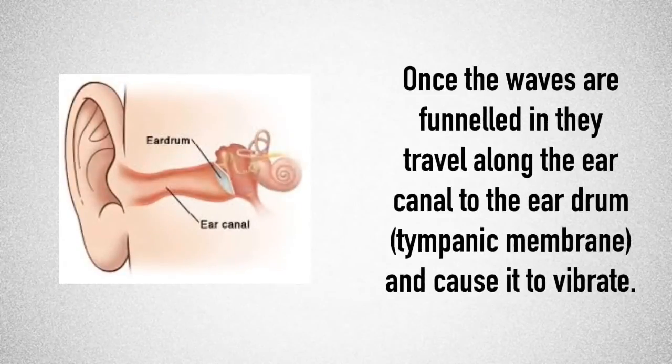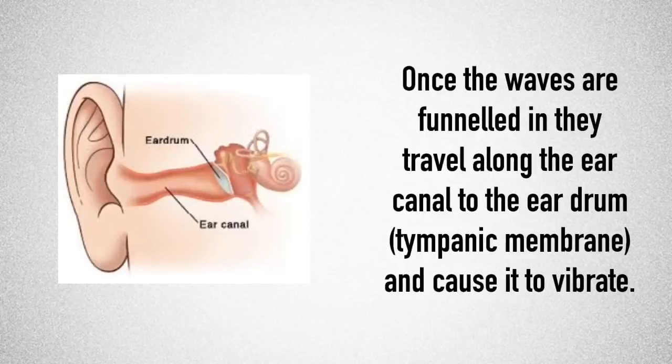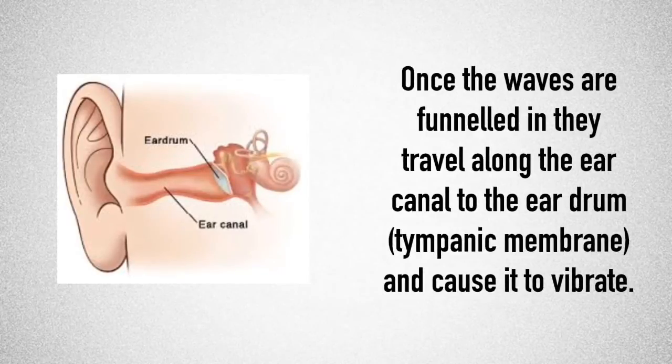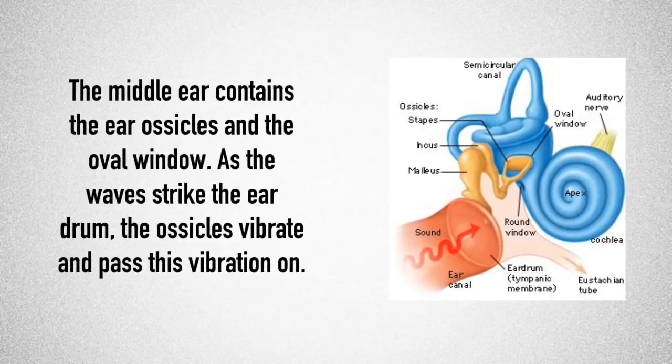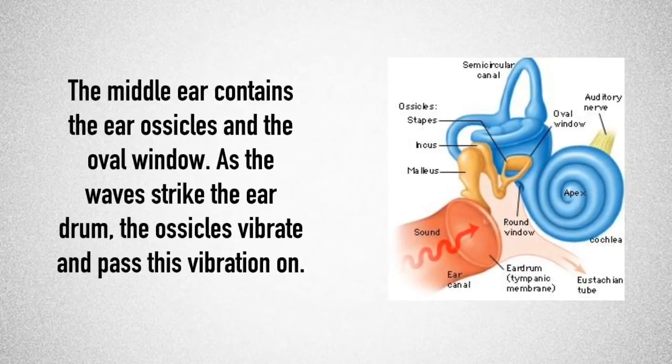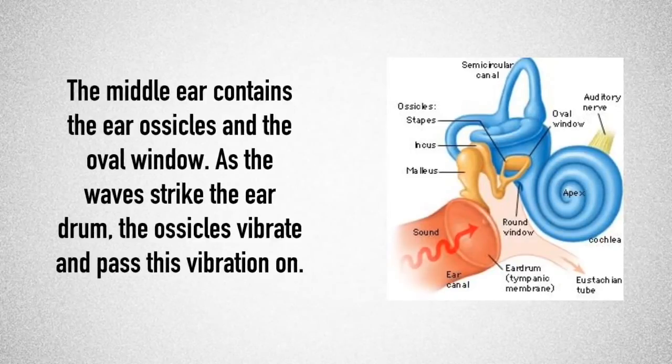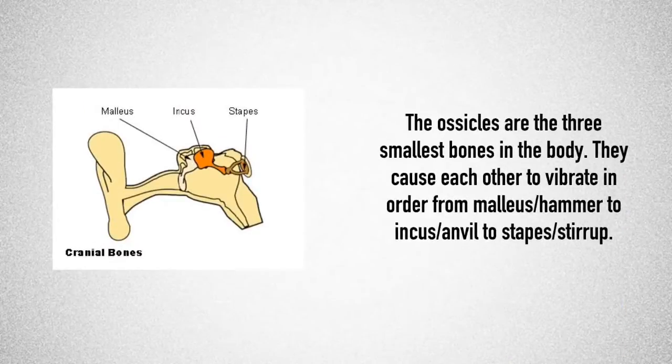Once the sound waves have entered our ear canal, they are funneled along the canal to the eardrum, which is also known as our tympanic membrane, and the waves cause it to vibrate. Once we get to the eardrum, we're now into the middle ear, which is made up mostly of the ear ossicles, or the little bones, and the oval window. So as the sound wave strikes the eardrum, the ossicles on the other side vibrate and help to pass that vibration on. The ear ossicles are the three smallest bones in the body.